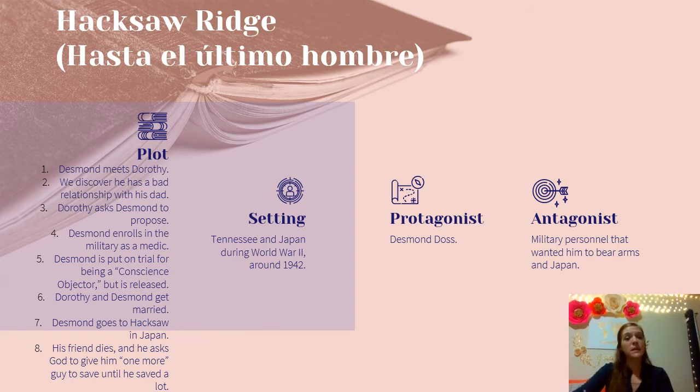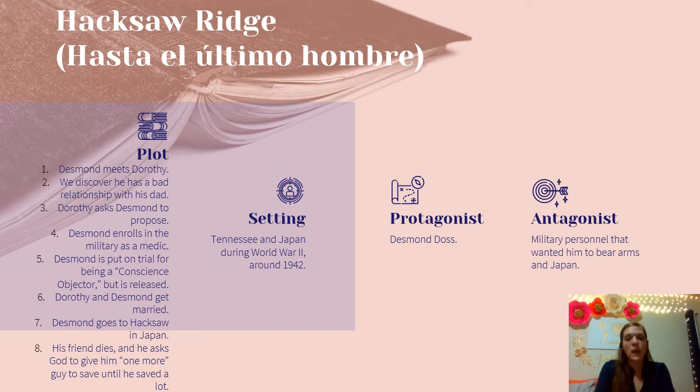Number 7, Desmond goes to Hacksaw in Japan. And number 8, his friend dies and he asks God to give him one more guy. I say one more guy because that's what he kept saying, one more. So I'm quoting him. One more guy to save, until he saved a ton of people. Okay? And remember, that's basically the resolution of the whole movie too.